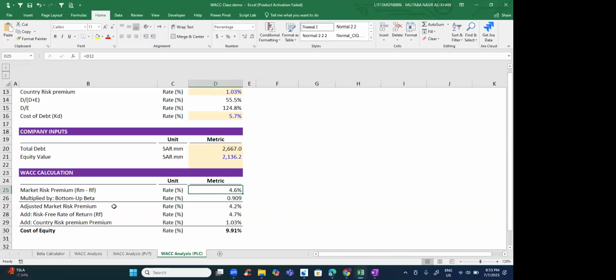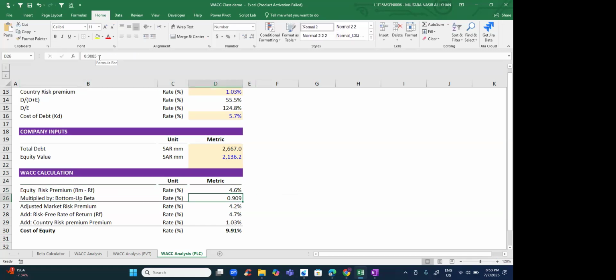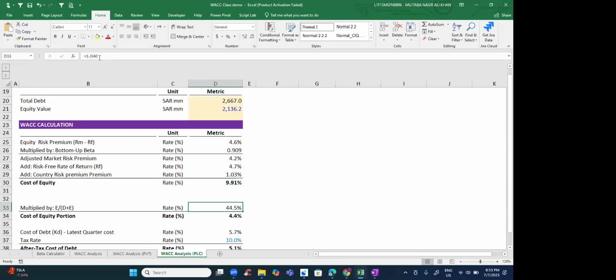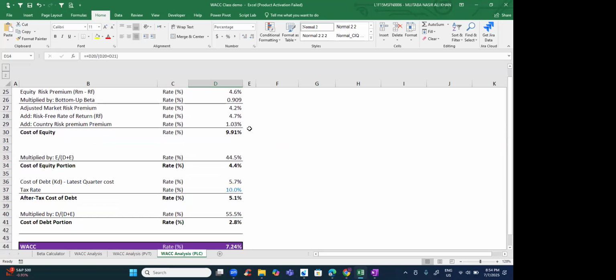So equity risk premium, let me name it equity risk premium so that you won't be confused. 4.6, it was stated above. Beta we have calculated separately. 4.6 into 0.909 is the adjusted market risk premium, plus risk-free rate plus country risk premium, this is your cost of equity. Multiply the cost of equity with the weight of equity. So how do you know the weight of equity? Equity divided by the sum of these two. If debt is 55, equity is 45. Then you will calculate the cost of debt.